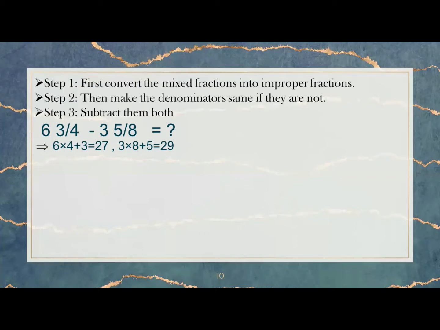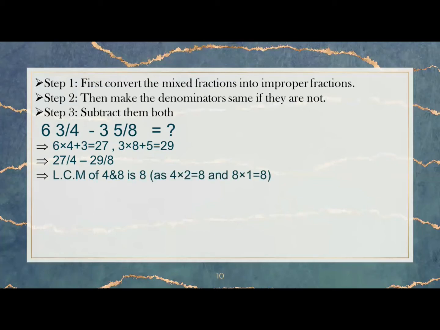We are going to do the same with the second mixed fraction. After this we are going to write it with the denominator. Here we had the denominator as 4, so we are going to write it as 27 by 4, and the second mixed fraction we are going to write as 29 by 8. Now we are going to take the LCM because our denominators aren't the same, they are different. The LCM of 4 and 8 is 8, as 4 into 2 would be equal to 8 and 8 into 1 would be equal to 8.